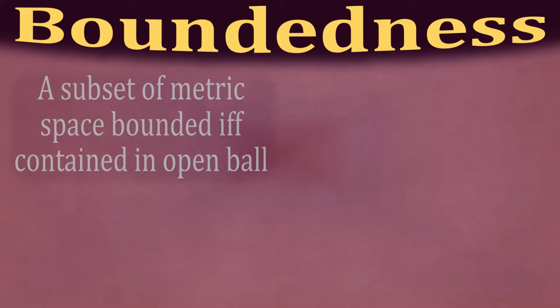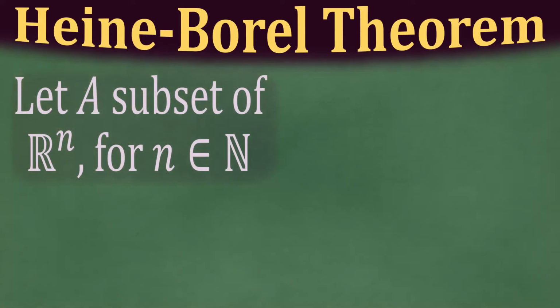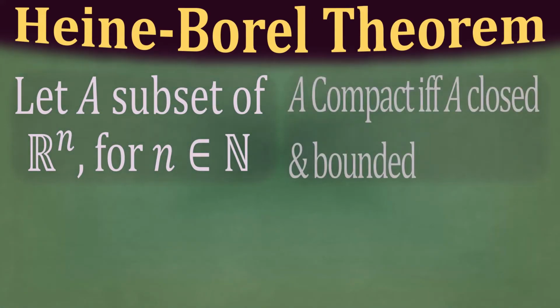Now, let's define boundedness. A subset of a metric space is bounded if and only if it is contained in an open ball. Next, we can state the Heine-Borel theorem. Let A be a subset of R^n for some n in the natural numbers. Then A is compact if and only if A is closed and bounded.